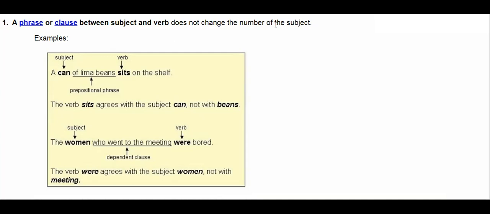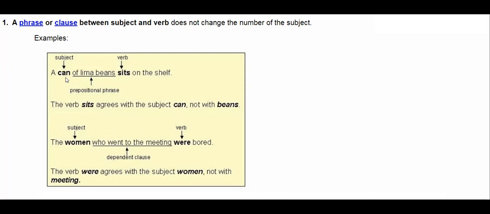Basically, it is about the singulars and the plurals of the nouns and the verbs. Throughout the subject verb agreement, you have to consistently keep in mind the singular and the plural, not only of the noun, but also of the verb. A phrase or clause between the subject and verb does not change the number of the subject. For example, a can of lima beans sits on the shelf. Can is the subject, sits is the verb. Of lima beans is the prepositional phrase. It is showing the position of the can.